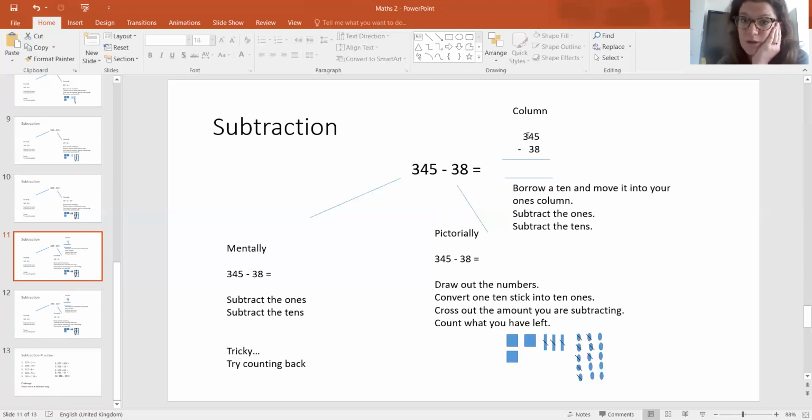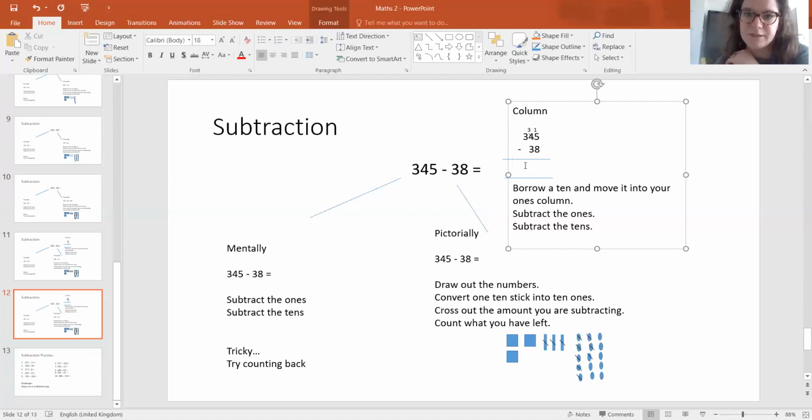I need to borrow one of my 10s from my 40 and move it over into my ones column. So I'm going to cross out my 4 in my 10s column. That becomes a 3. Just 1 less than 4 is 3. And the 1 that I've borrowed from my 10s column moves over into my ones column. So my 5 becomes 15. Now I can figure out my answer. 15 take away 8. You could use a number line to figure that out. You could use your fingers. You could just count back in your head. 15 take away 8 is 7.